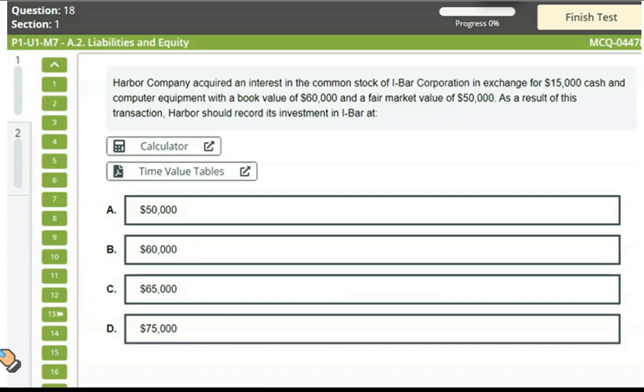Next, Harbor Company acquired an interest in the common stock of I-Bar Corporation in an exchange of 15,000 cash that you paid and computer equipment with a book value of 60 but a fair value of 50. We don't take book value.